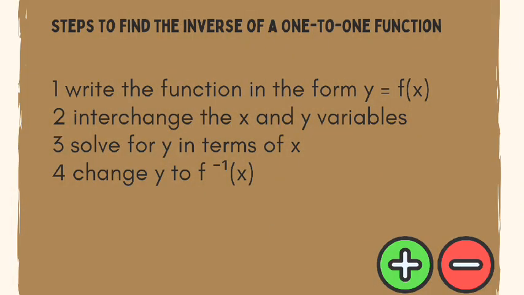Steps to find the inverse of a one-to-one function. First, write the function in the form y equals f of x. Second, interchange the x and y variables. Third, solve for y in terms of x. And lastly, fourth, change y to f inverse of x.